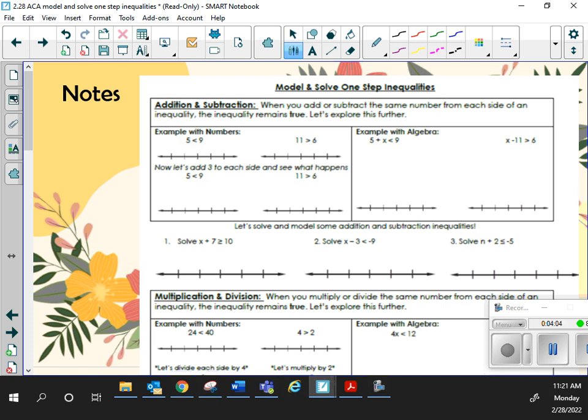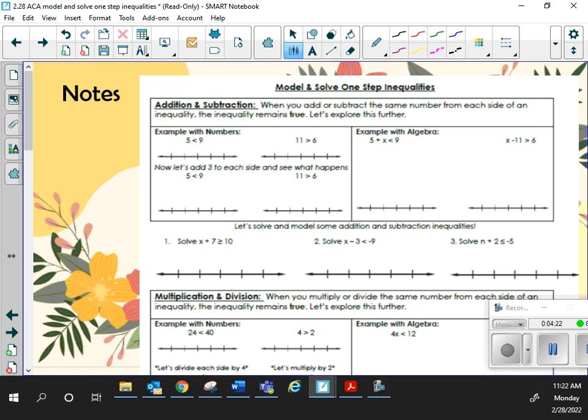Okay? So let's just look at a few together. Starting with addition and subtraction, you know those are inverse operations. They undo each other. Let's look at this. I'm not going to fill in a lot of the stuff on these notes. You'll just follow along with me. So when you add or subtract on the same side, it should say true.